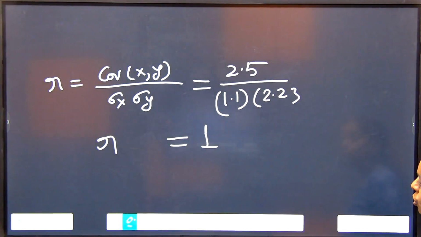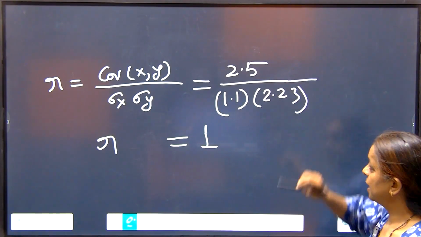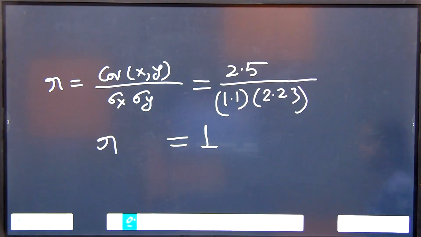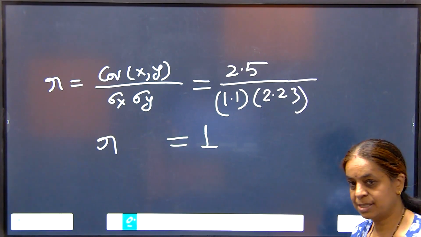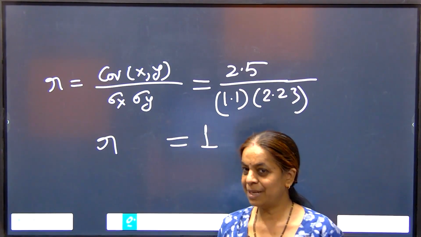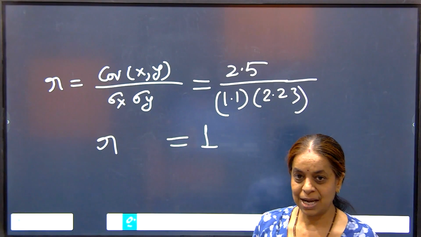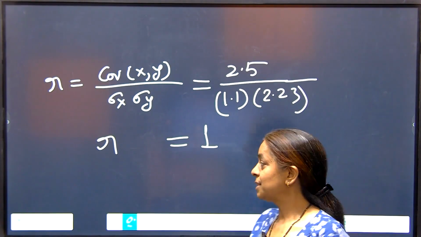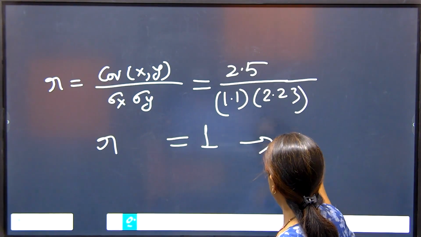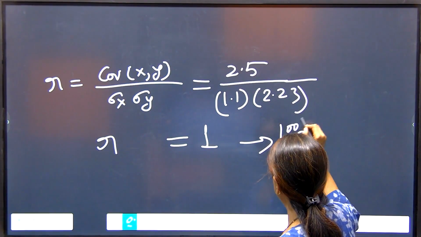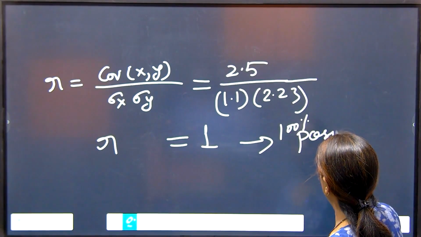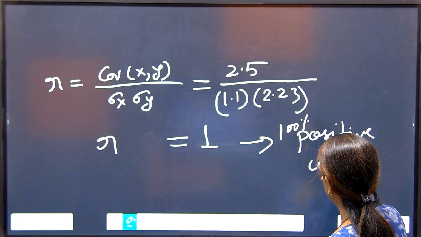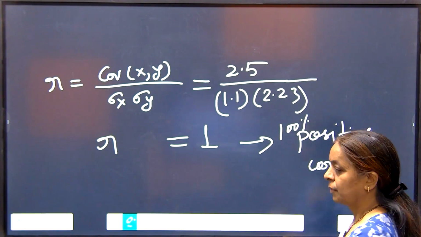Now we will go to the final formula and see the approximate value of r. Covariance of xy is 2.5, in the denominator sigma x, sigma y, which is 1.1 and approximately 2.23. So the final answer after cancellation will be approximately r equal to 1, which is the indication of approximately 100% positive correlation.